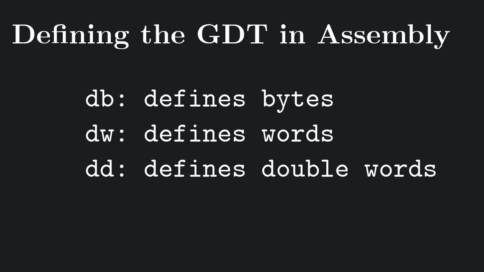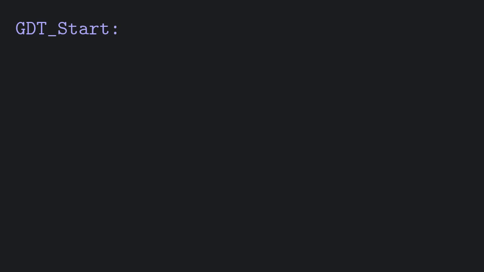In order to define the GDT in assembly, we need to define each of these properties in a certain order. To do this, we will use the pseudo instruction DW, or define word, that defines 2 bytes, and DD, define double word, that defines 4 bytes. First of all, let's put a label at the beginning of our GDT.